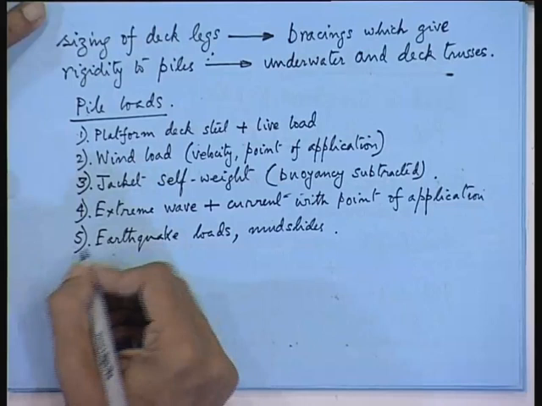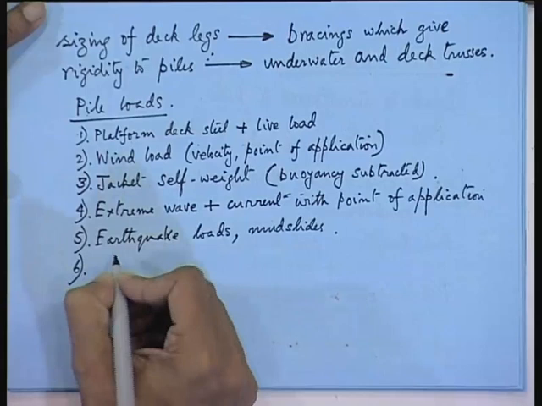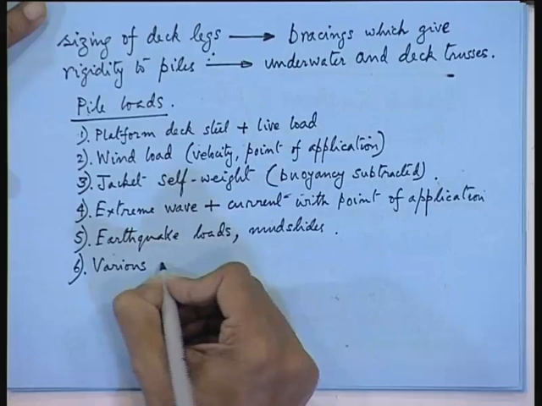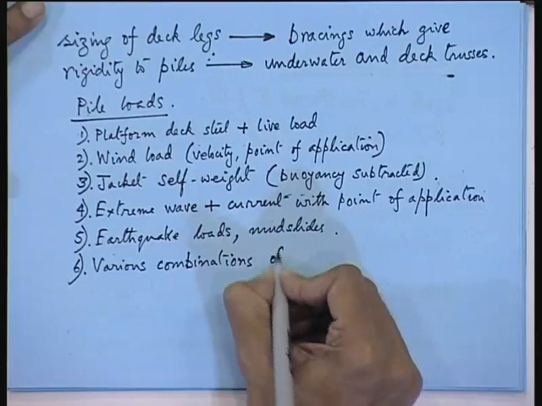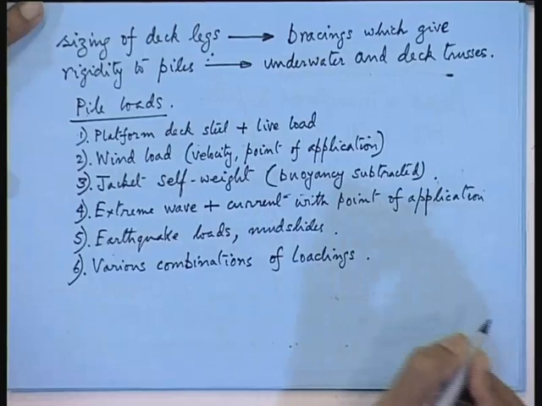Then 6, you do various combinations of loadings. So nowadays you have the computer, so you create various combinations of loadings. You find out the worst case scenario.